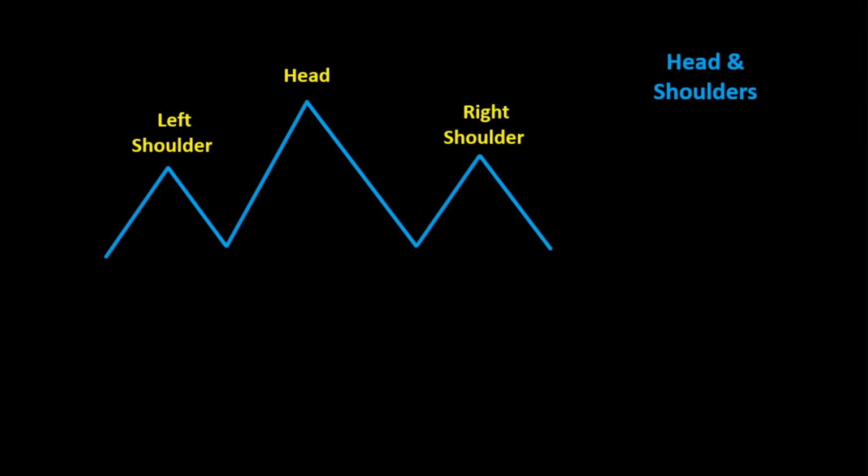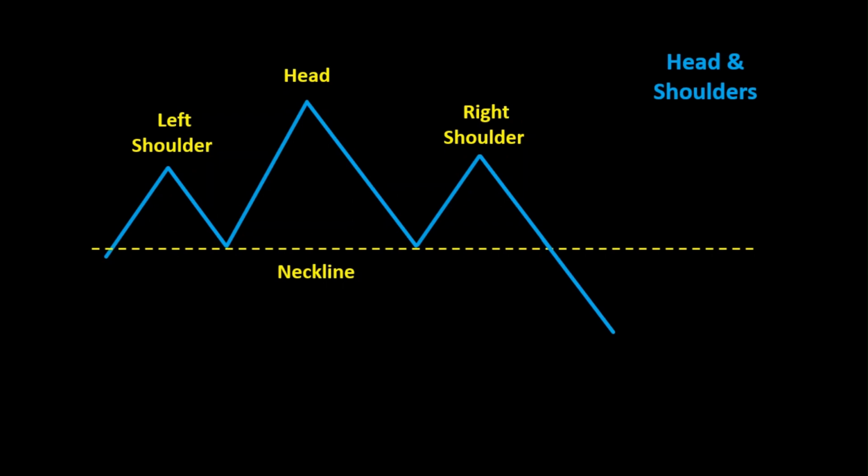In a head and shoulders chart pattern, three peaks are formed. The peaks on the left and right are called the shoulders, and the higher peak in the middle is known as the head. The neckline is the support level that connects the lows between the peaks. When the price breaks below the neckline, it signals a potential trend reversal.